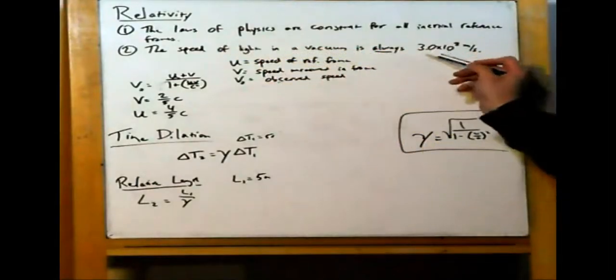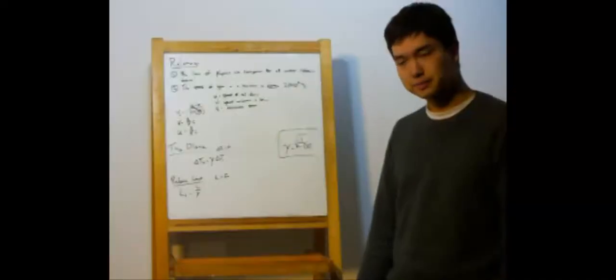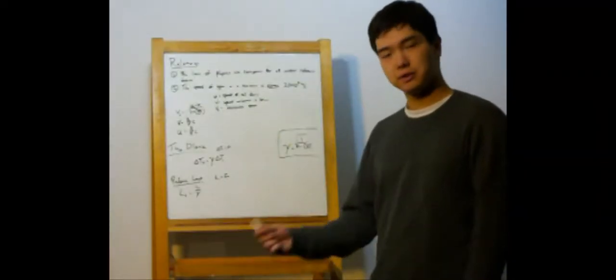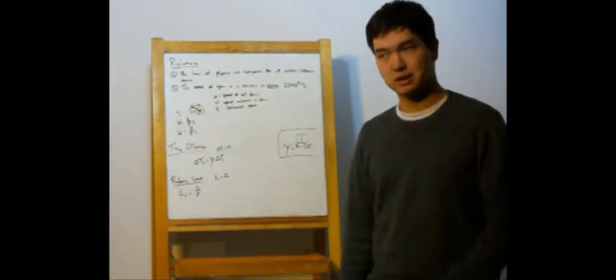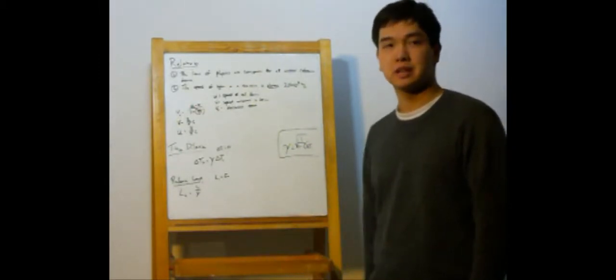Second, the speed of light in a vacuum is always 3 times 10 to the 8th meters per second. So what does this mean? Well, if you're on the Earth and you shine light, you're going to see it move at 3 times 10 to the 8th meters per second. But let's say that you're on the train and you shine light. Well, you'll see it move at 3 times 10 to the 8th meters per second.